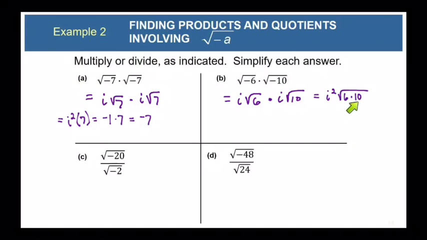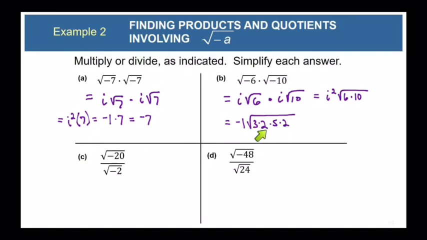But notice that I did not write it as 60 because 60 is a larger number, and this is already broken down into 6 times 10. Why would I make bigger pieces when it's easier to work with smaller pieces? So from here, what I can do is separate the 6 into 2 times 3 and separate the 10 into 2 times 5.